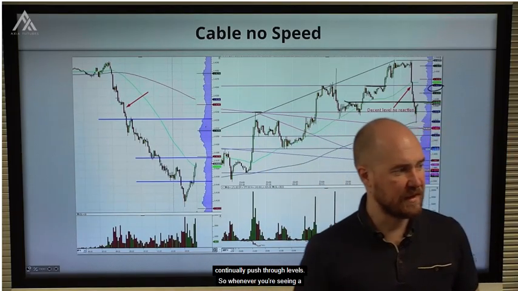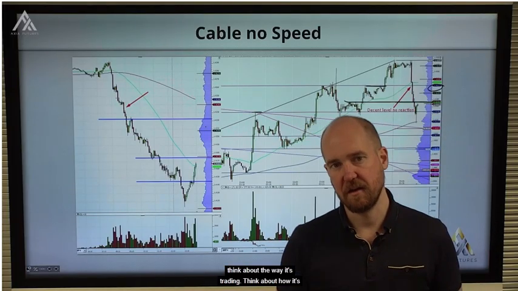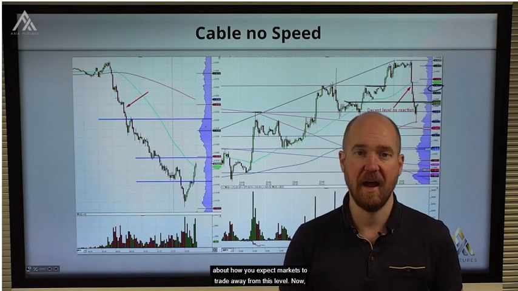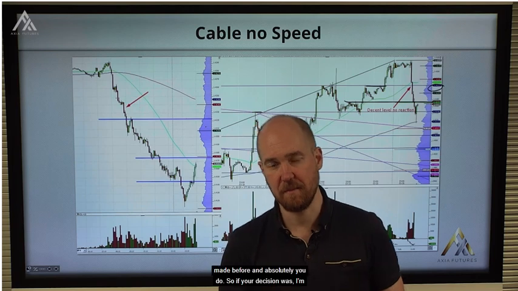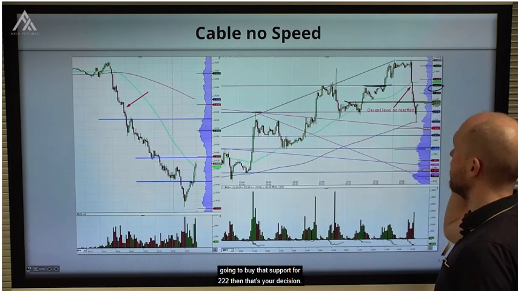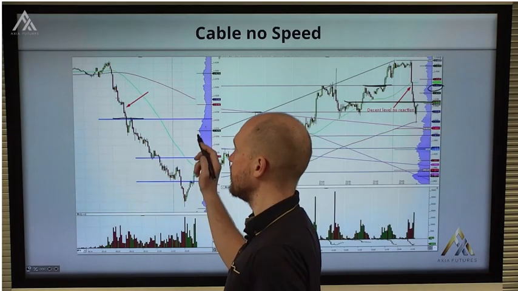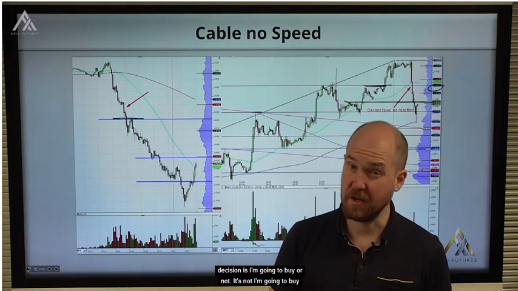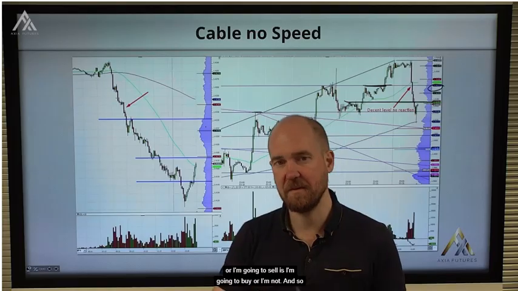So whenever you're seeing a market approaching an area of support or resistance, think about the way it's trading. Think about how it's got there, because that's going to help you make a decision about how you expect the market to trade away from this level. Now, like I said at the beginning, you need the decision made before, and absolutely you do. So if your decision was, I'm going to buy that support, 42.22, then that's your decision. But it doesn't mean you have to buy. What it means is your decision is, I'm going to buy or I'm not. It's not I'm going to buy or I'm going to sell. It's I'm going to buy or I'm not.